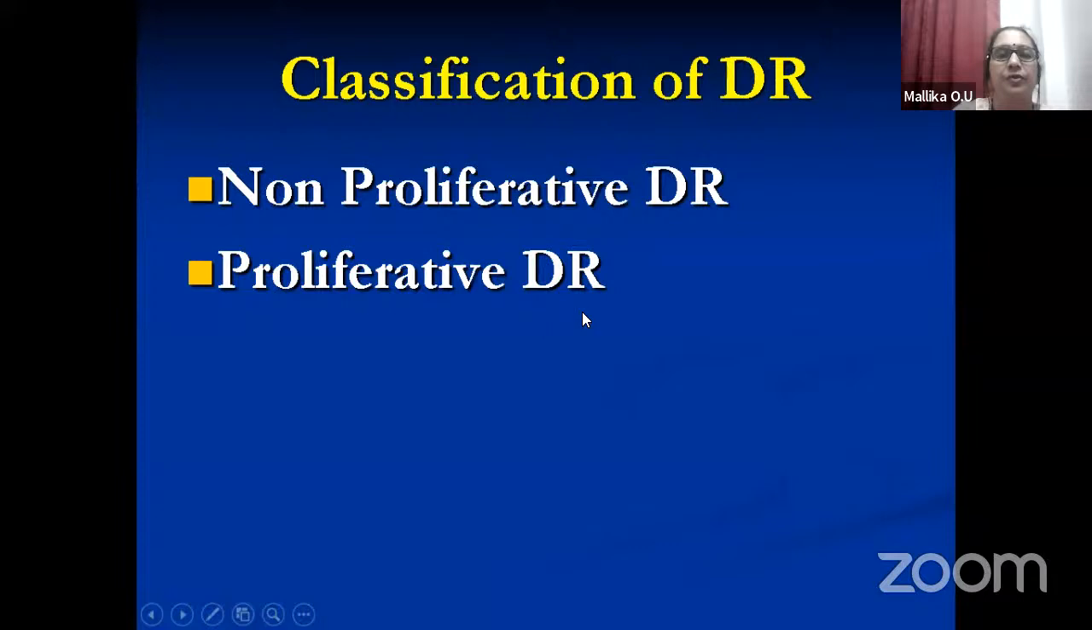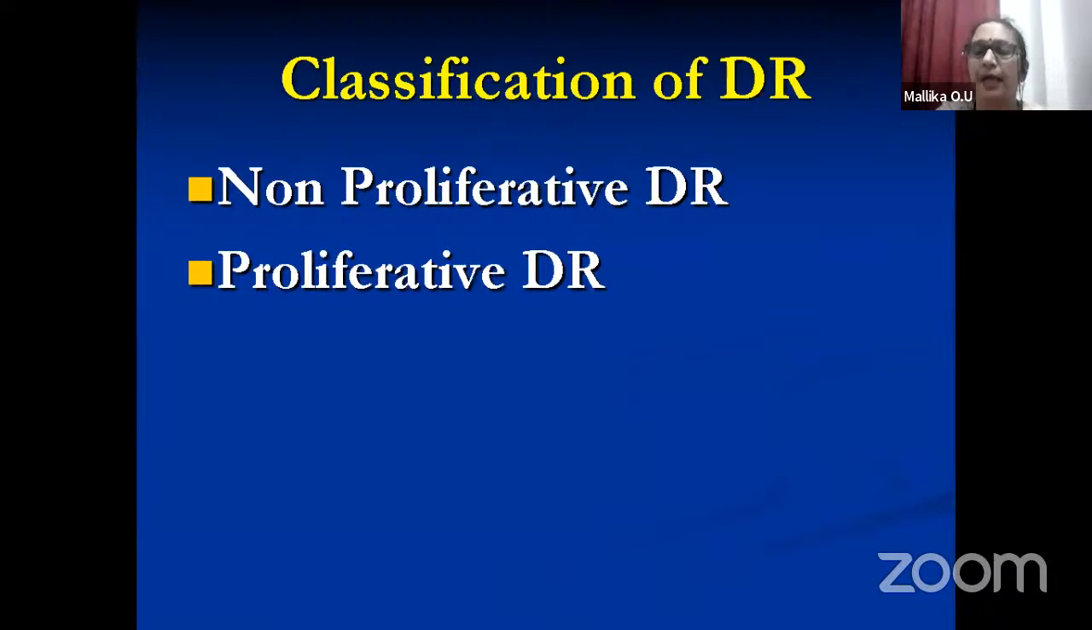Now I come to the classification of diabetic retinopathy and what is the significance of classification. We classify diabetic retinopathy mainly to follow up the patient, at what interval the patient needs follow-up. Suppose the patient has no diabetic retinopathy, how do we follow up the patient? Suppose the patient has mild non-proliferative diabetic retinopathy, moderate, severe, very severe, proliferative, and for the treatment purpose also. So it is mainly to follow up.